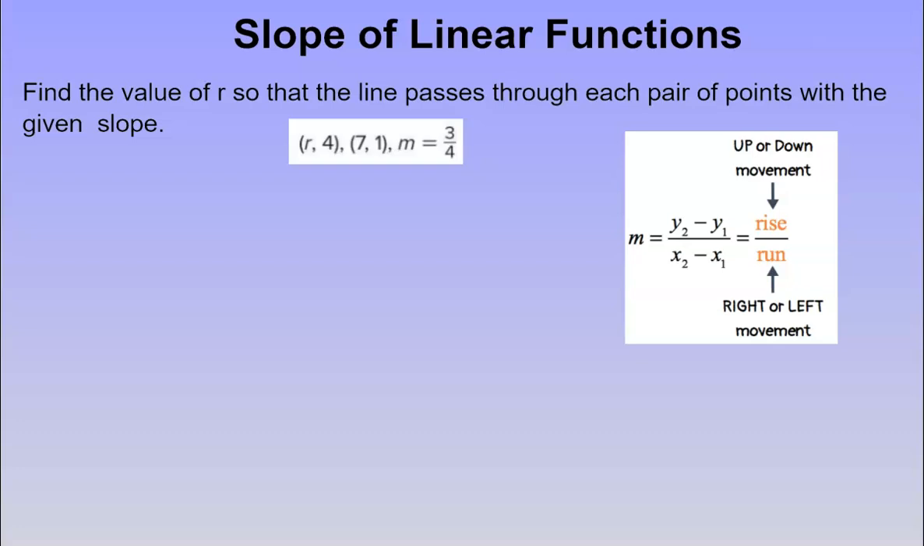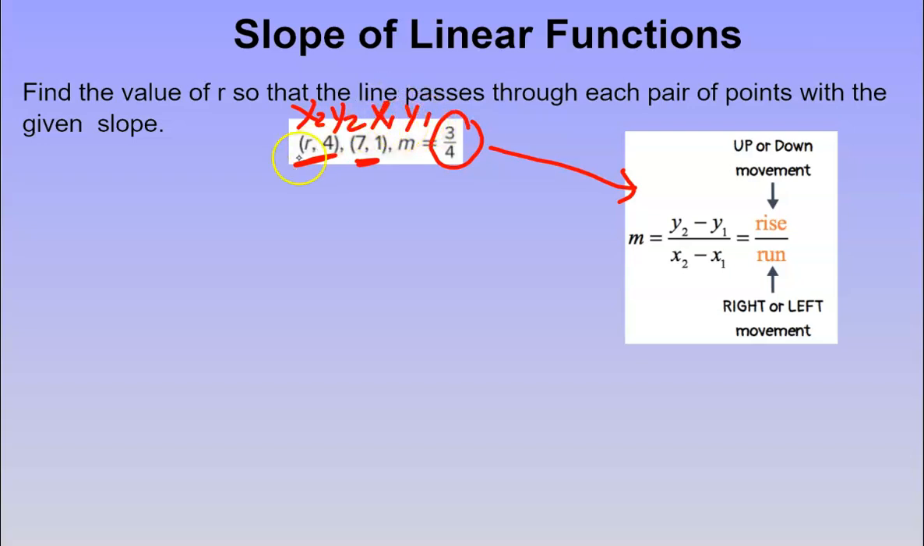Next, we can use the slope of a linear function to solve for one of the coordinates of a point that is on the line. To find the value of r so that the line passes through each pair of points with the given slope. So we have a point here and we have a point here, and they tell us the slope right there. So we're going to plug all of these into the slope formula. I'm going to say this is x2, y2, x1, y1.